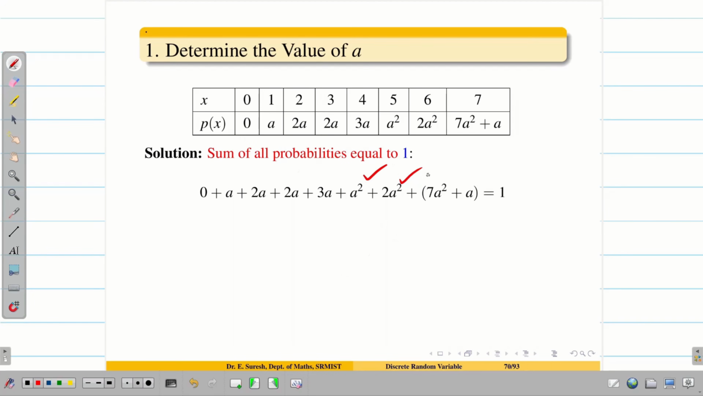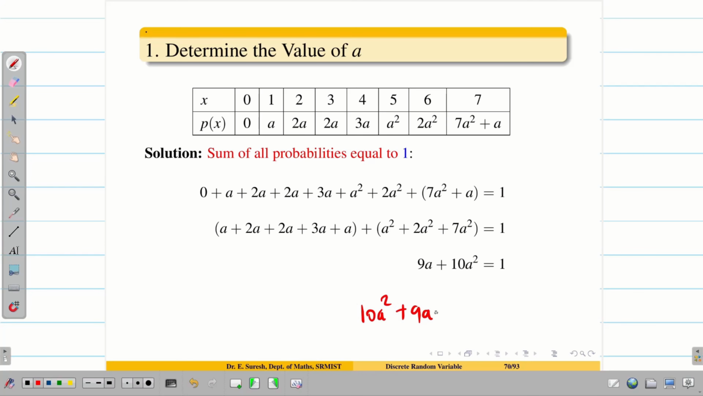Now we have a square terms. So segregate a square and a term separately, and then adding it we get 10a square plus 9a minus 1 equal to 0. This is a quadratic equation. So we are going to solve this to get two roots.